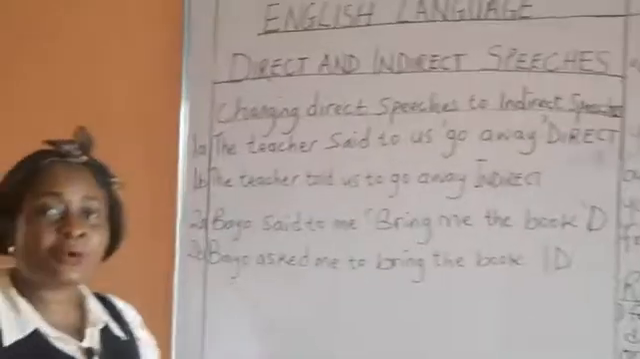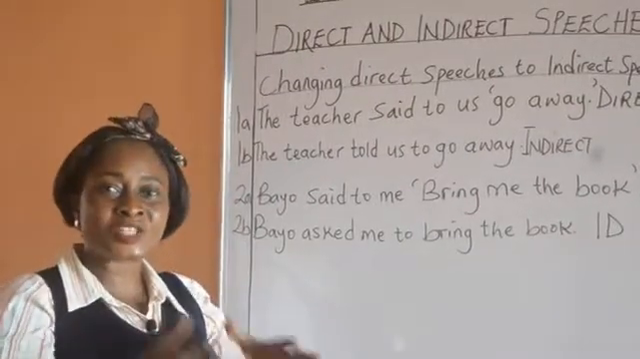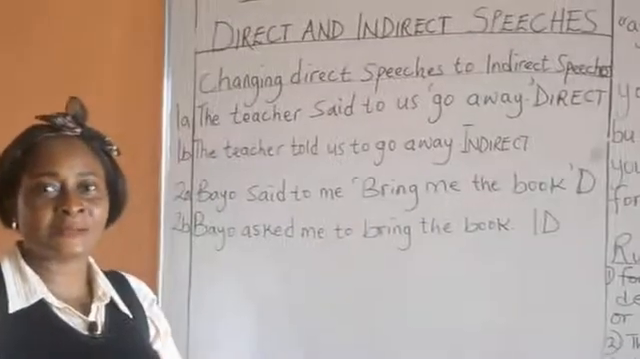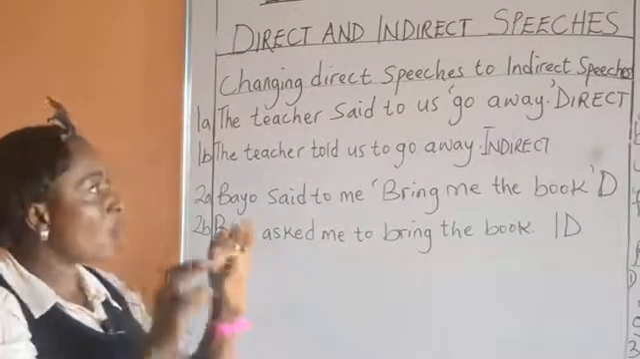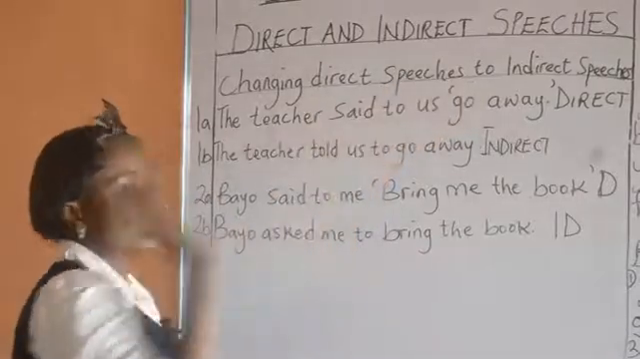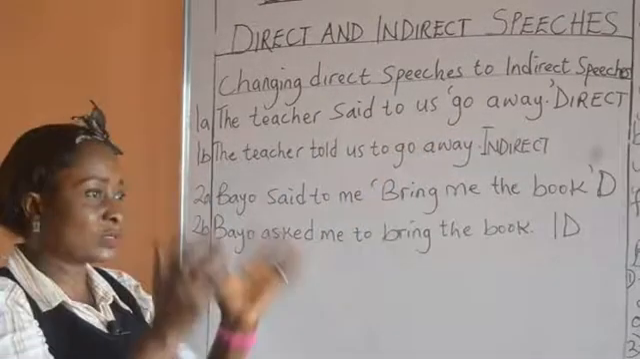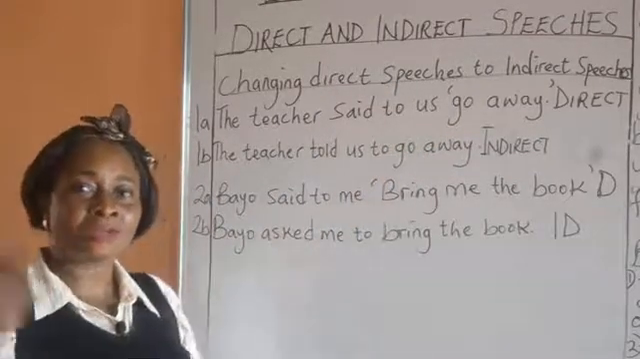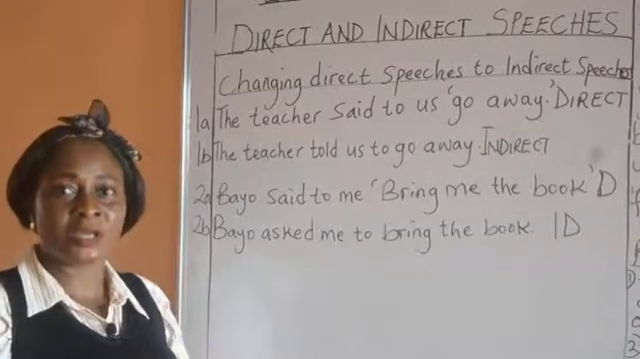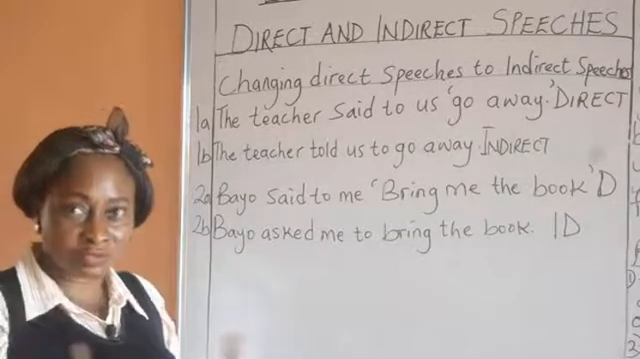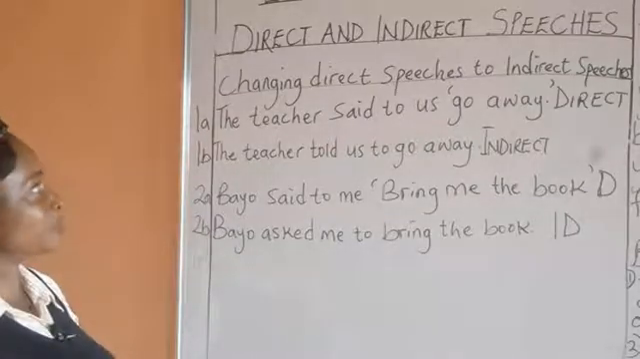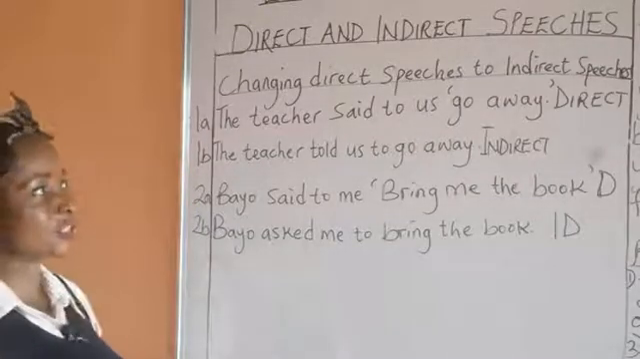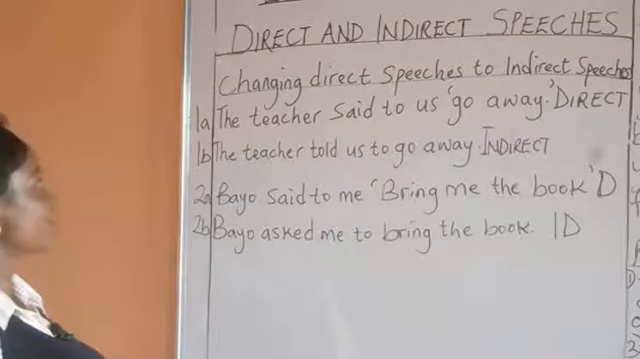But the direct form is when you are speaking in the stead of the person. And when it is in the direct form, you will always see the quotation marks there to show that you are quoting another person. It is not your speech, but another person's. Do you understand? Good. So, direct and indirect speeches. Changing direct speeches to indirect speeches.